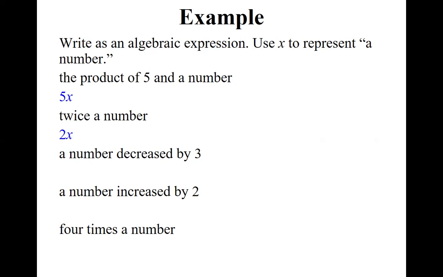A number decreased by 3. We're starting with a number, we're starting with x, we're decreasing it by 3, we are subtracting 3. We're subtracting 3 from x: x minus 3. The opposite of decreasing by is increasing by. A number increased by 2, we're starting with a number, we're starting with x, and we're adding 2, x plus 2. And 4 times a number, 4 times x, 4x. Between that 5x, 2x, and 4x, it's like this multiplying by x is kind of important, huh?